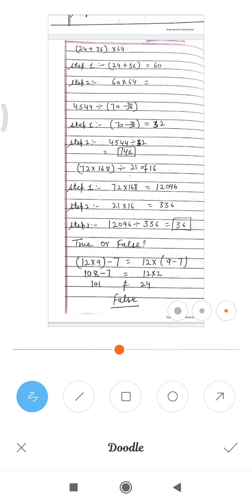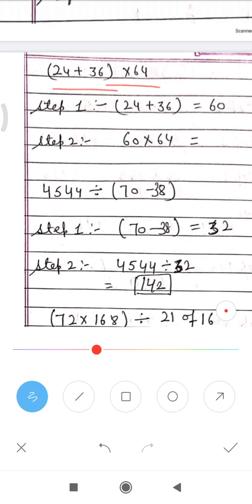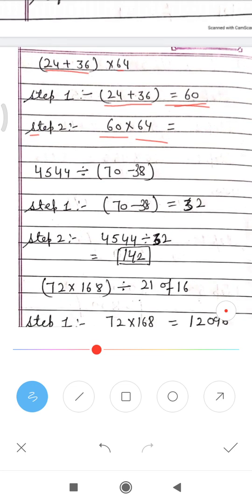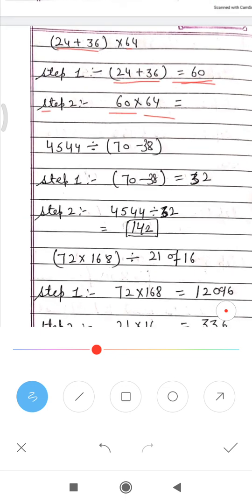Third A. See, brackets are given here. Small bracket is given. 24 plus 36 multiplied by 64. First we will solve here bracket. How will we solve? The numbers which are written in between the brackets, we will solve them. In between what is given? 24 plus 36. You will add, 60 it will be. Now in step 2, answer of bracket was 60. Now 60 multiply 64. You will have to multiply. Then that will be the answer. Now see next. It's B part.